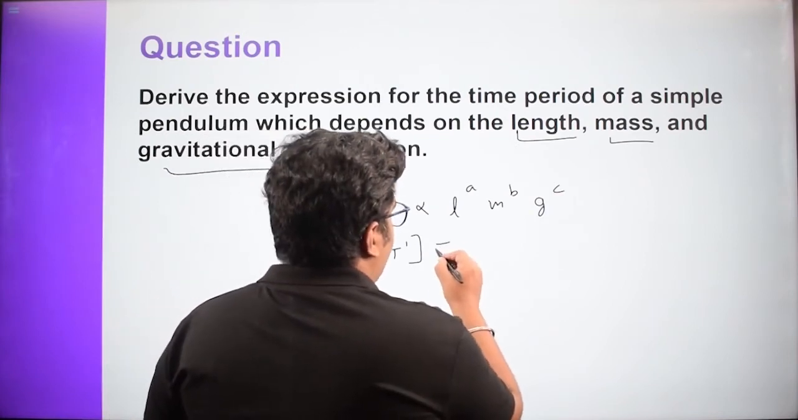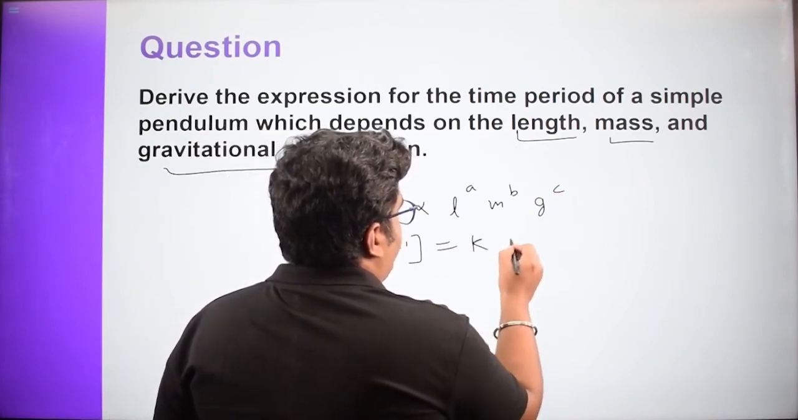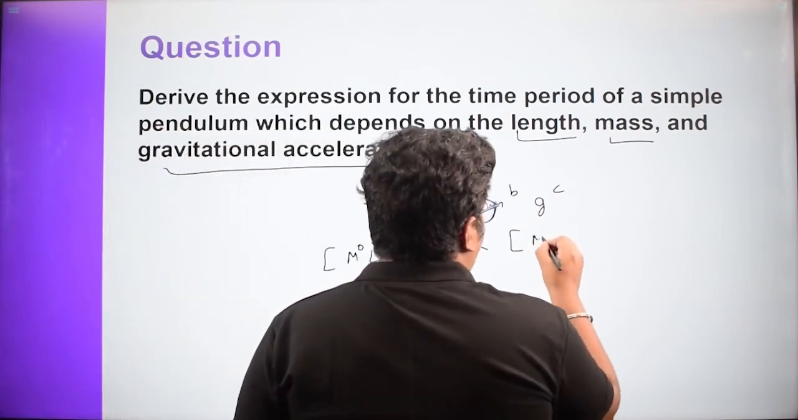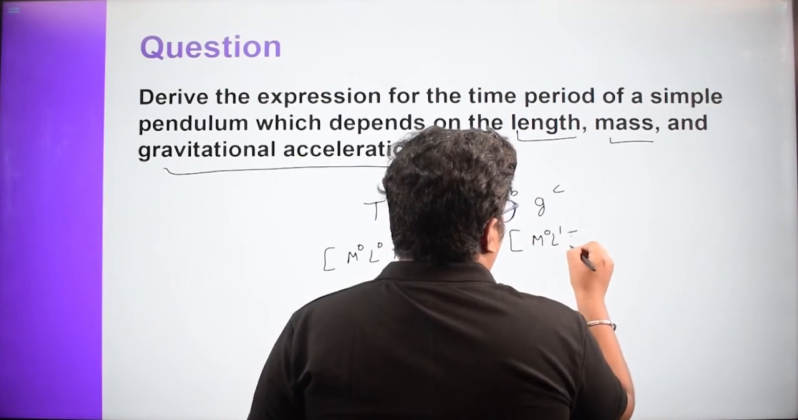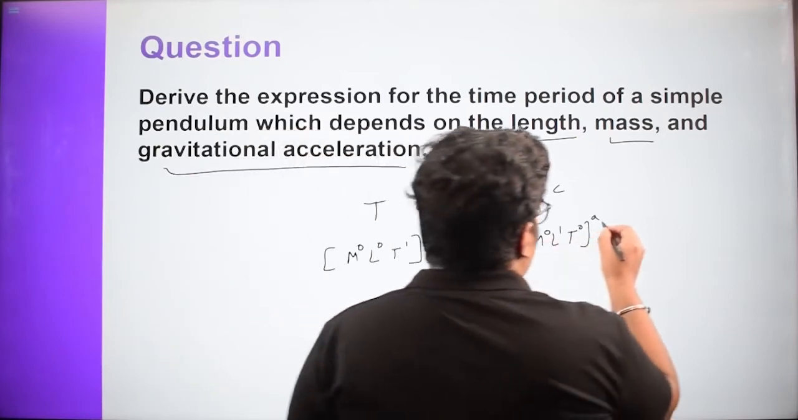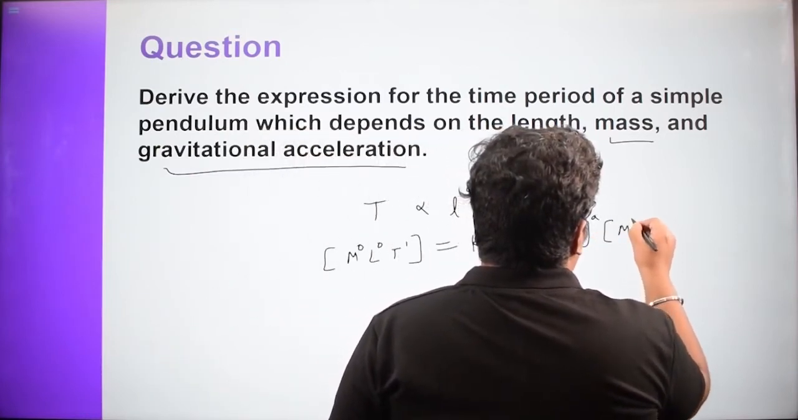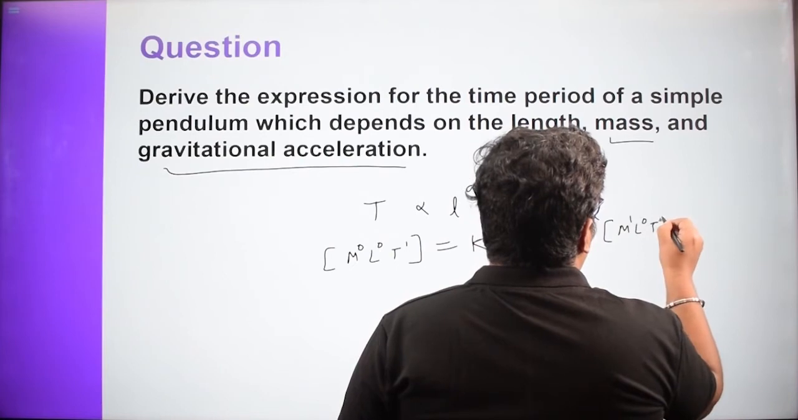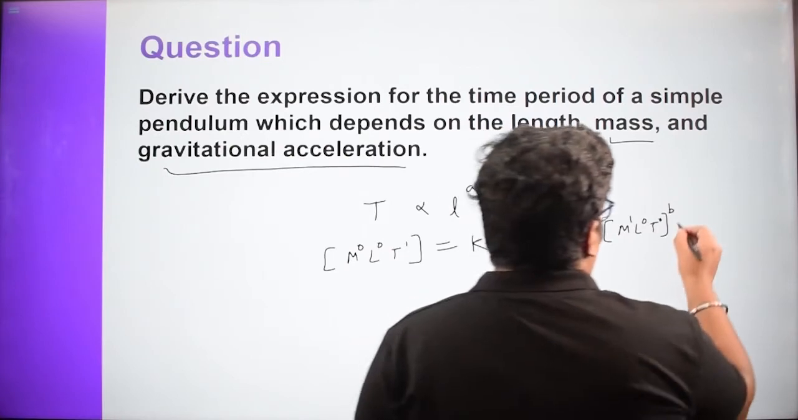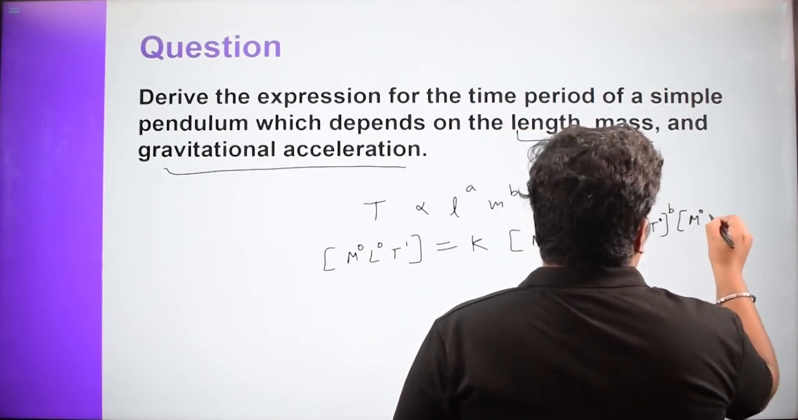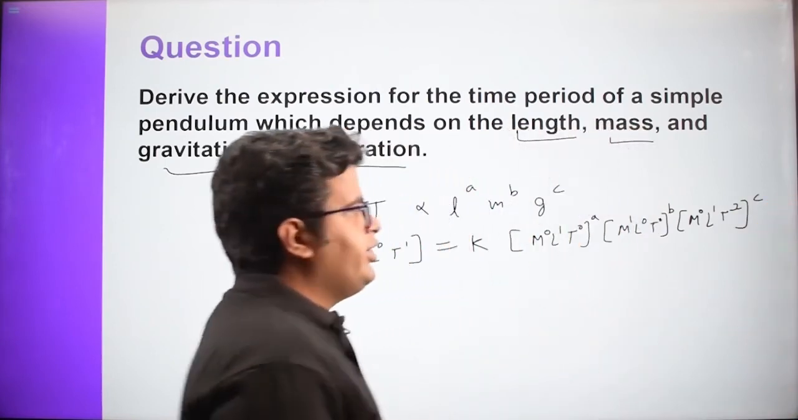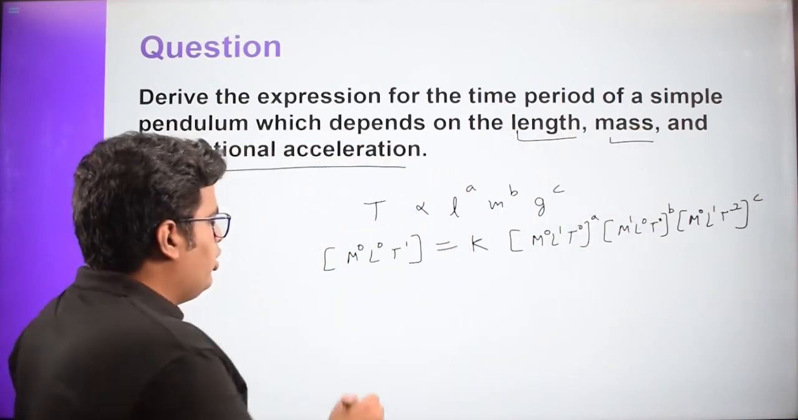Now when we remove the proportionality sign, there will be a constant called K, right? Now if I ask you the dimensions of L, what will be the dimensions of L? You'll have M0, L1, T0 raised to the power A. Now for the dimensions of mass, we have M1, L0, T0 raised to the power B. Now we'll use the dimensions of acceleration due to gravity. So we have M0, L1, T minus 2 raised to the power C. Right.